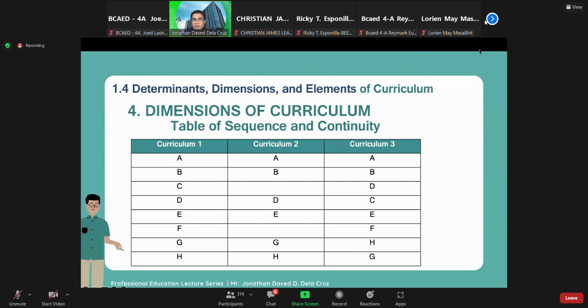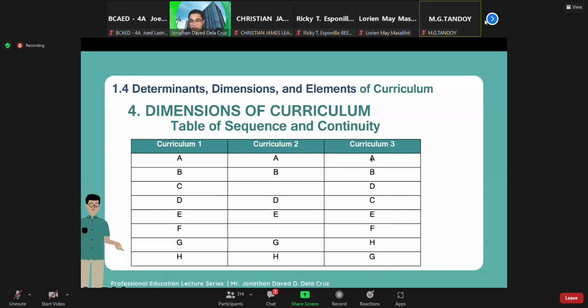Hello? Ang makikita nating problem sa curriculum 1 ay sequence. Kasi A, B, C, D, E, F. Sorry. A, B, C, D, E, F. Ay, mali ako. Sa curriculum, curriculum 1 ang tama pala. Curriculum 3 ang sequence po.